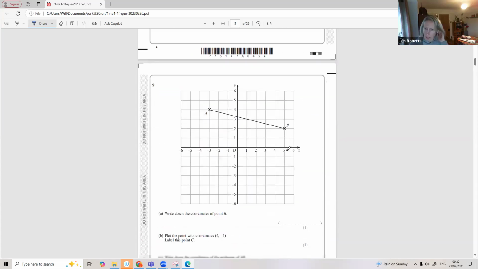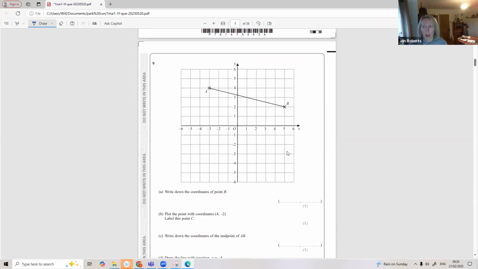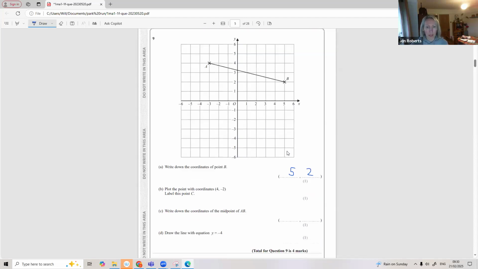Write down the coordinates of B. So we need our X coordinate followed by a Y coordinate: across 5, up 2, so it's 5, 2. Plot the point with coordinates 4, -2. So across 4, down 2, 4, -2 is here.